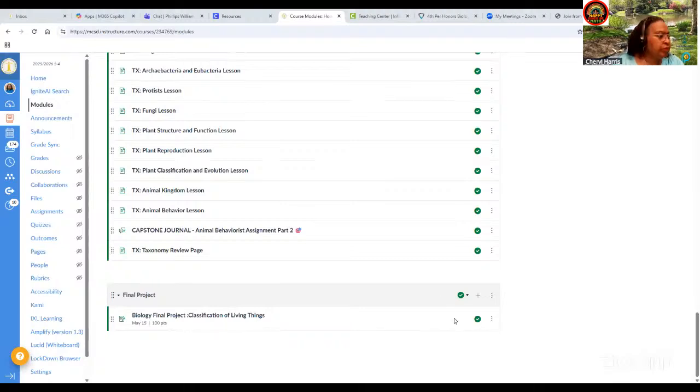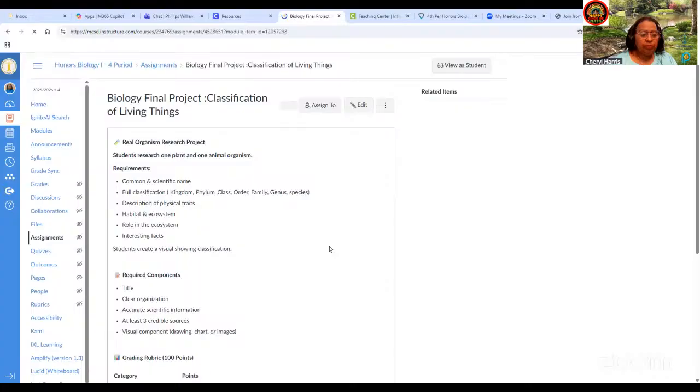All right, so in Canvas, there is a section, I just added the module all by itself, called Final Project. So you have a final project and it's on classification. Give it your best attention.